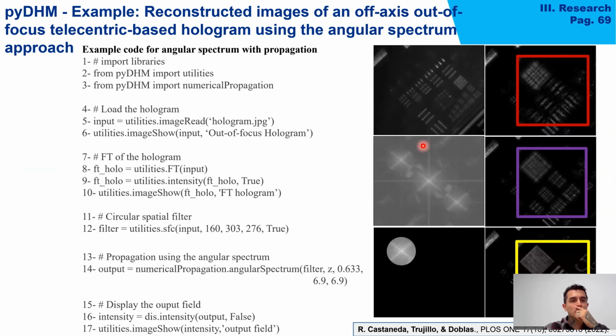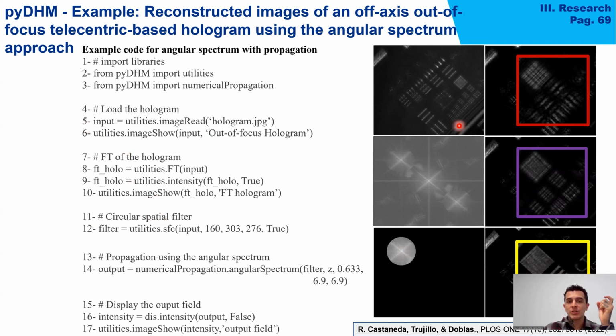So this is an example to reconstruct images of an off-axis hologram recording architecture, where it's necessary to perform a propagation in order to focus the information of the hologram. So this is the hologram, this is the Fourier transform, and this is the Fourier transform after applying a spatial filter, in this case a circular spatial filter.